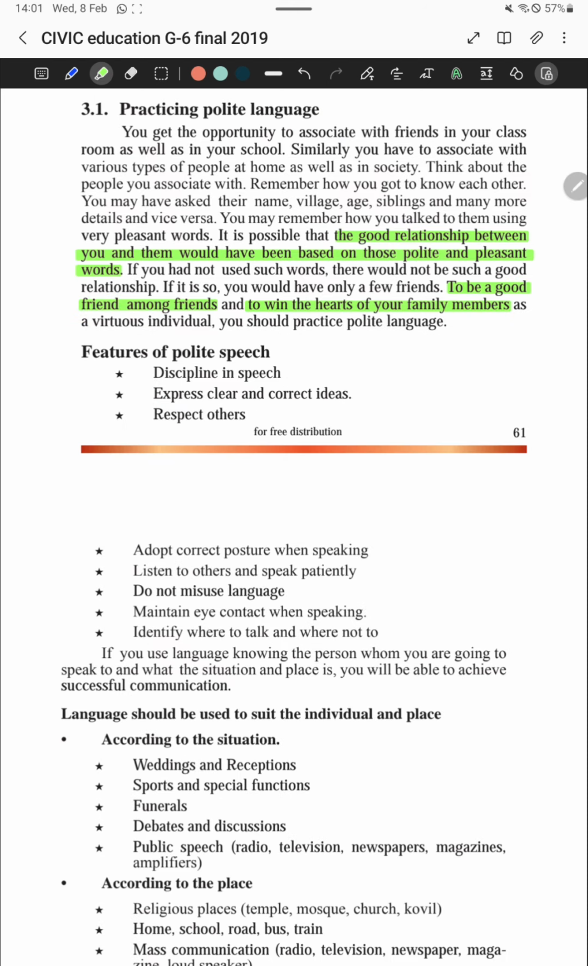Right. So according to 3.1, practicing polite language, you should know that when you are talking to a person, definitely you will not know who the people you are going to talk to in your society are. Sometimes there will be bad people, there will be good people, and sometimes there will be people you don't know. Unknown means you don't know about those people. So many people will be there in the society that you have to meet, right?